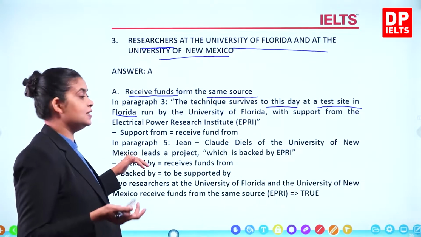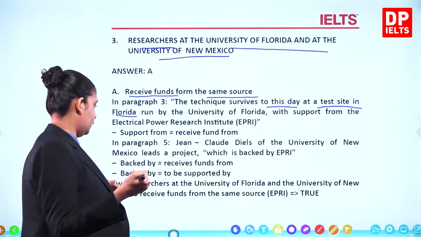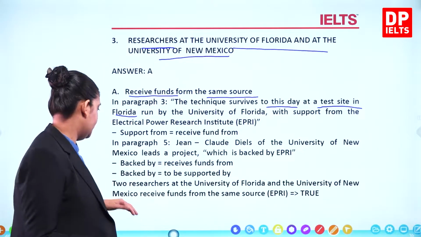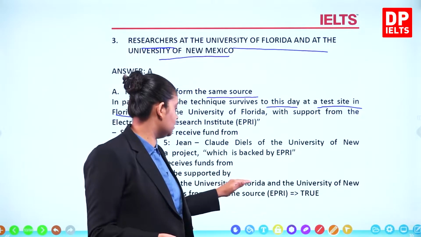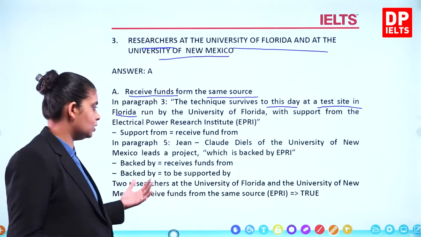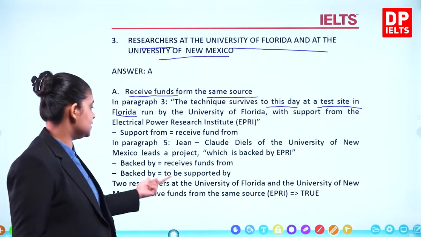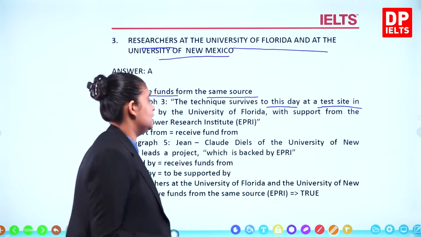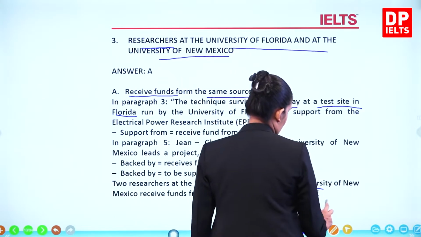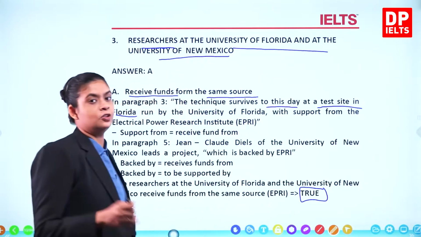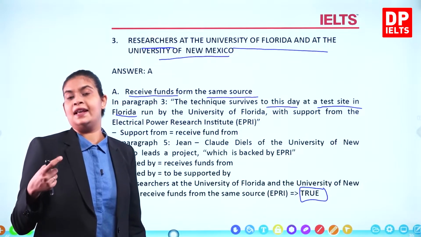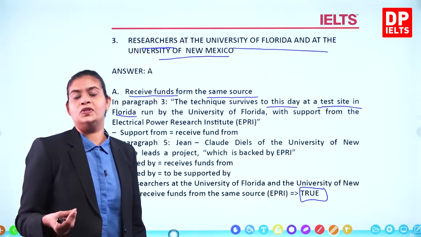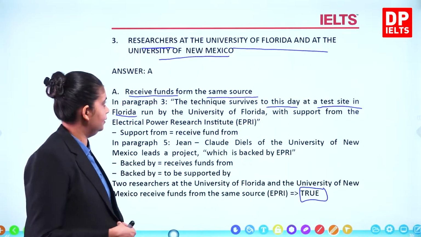Now, backed by means they receive funds from, okay, or backed by could also mean that they are being supported by. So, the two researchers at the University of Florida and the University of New Mexico receive funds from the same source, which is EPRI. That is true. Okay. So, I want you to be able to pinpoint these answers and understand the range, okay, the words that they have used here to bring out the same meaning. Okay.